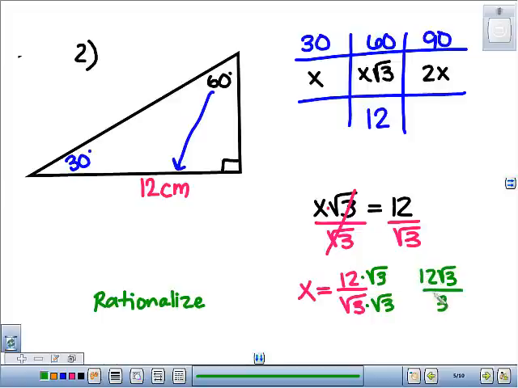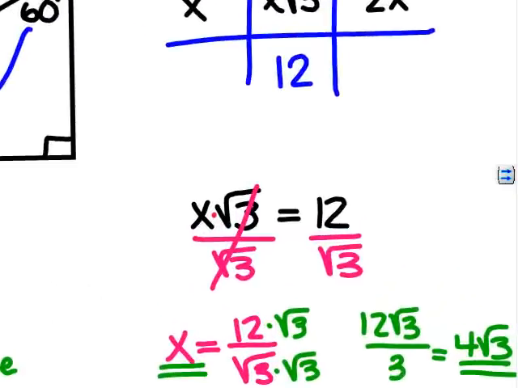Then you can look at your number out front in the numerator and see if this can reduce. And 12 divided by 3 can. That is 4, and you still have your square root of 3. So x is 4 square root of 3. So in your table, that goes here, 4 square root of 3. That's your x value. So when we multiply by 2, you're multiplying the number not under the square root. So 4 times 2 is 8, and you still have square root of 3.